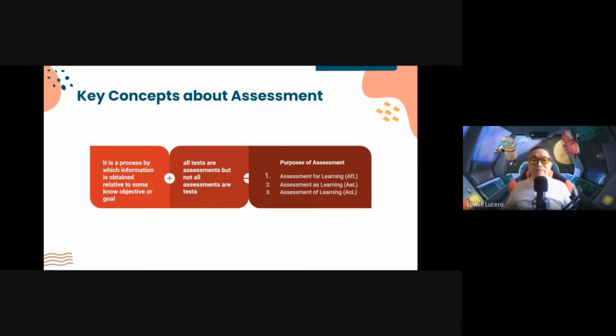Then the assessment of learning pertains to summative assessments, like summative assessments, practical tests, term exams. No, these are actually tests conducted at the end of a unit or topic or course. So it is in relation to the curricular outcomes.